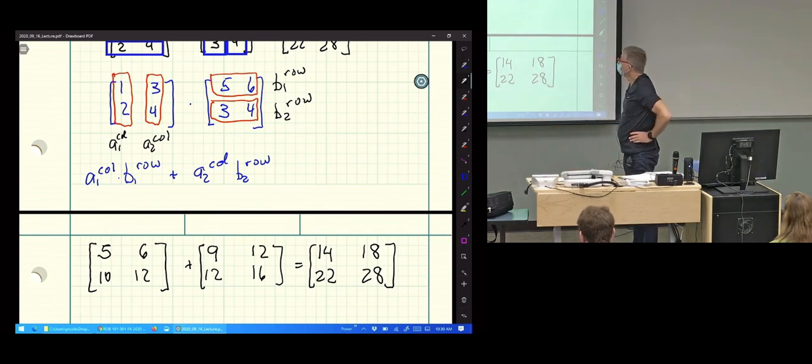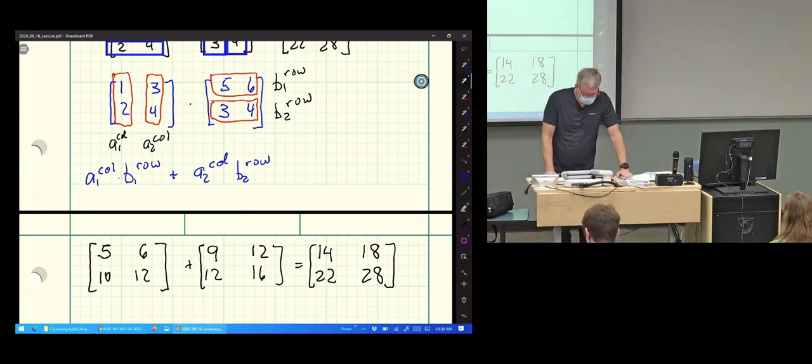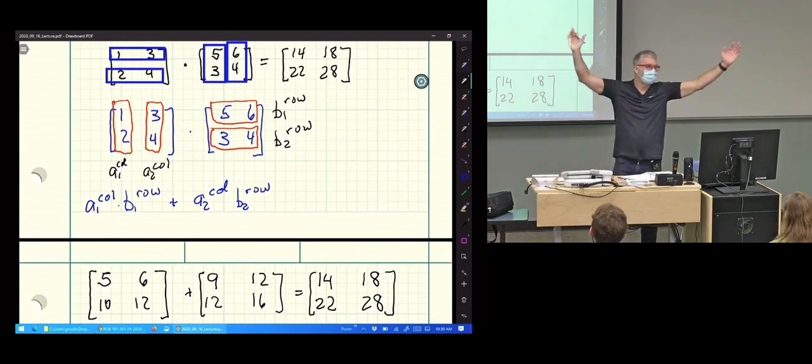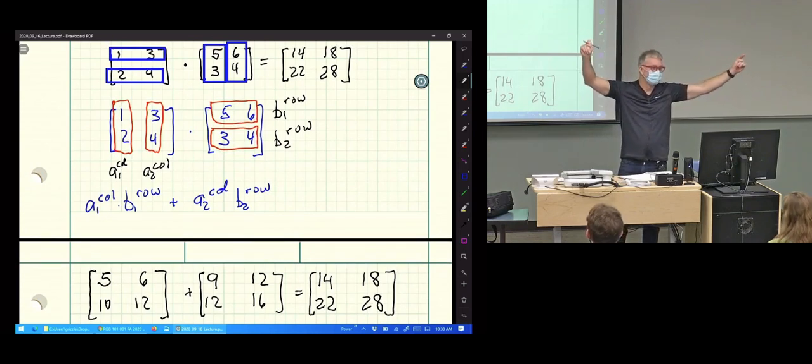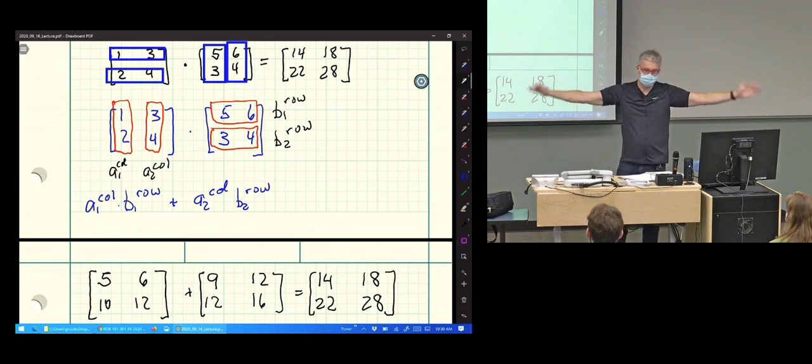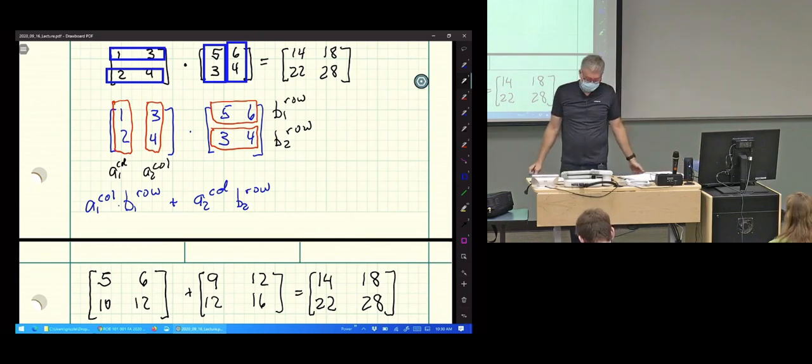Seems weird and at the moment pointless, but let's check. Ta-da! They're the same. And it's always the same. We will write that down. It's always the same.